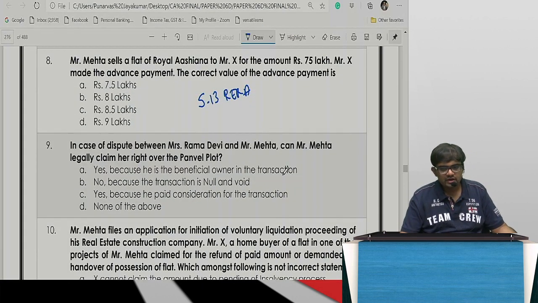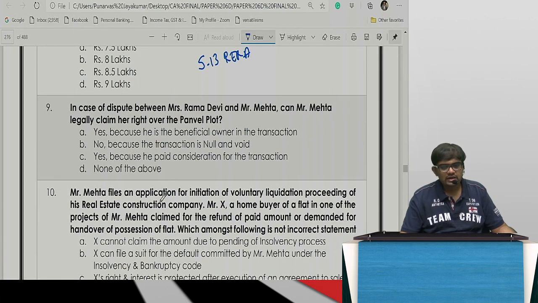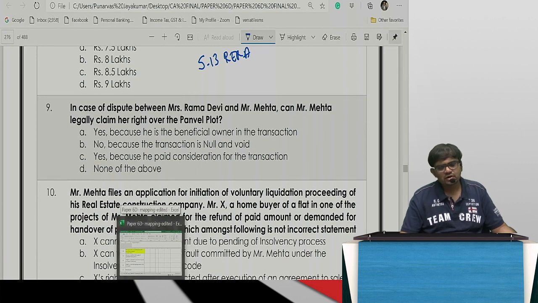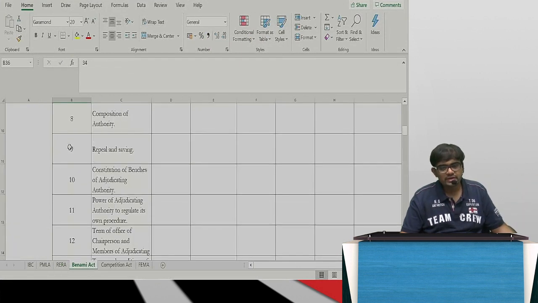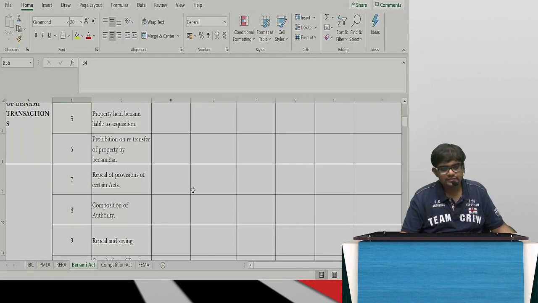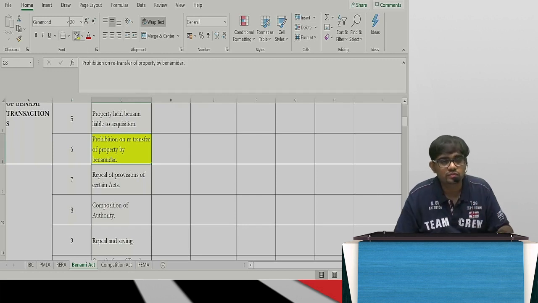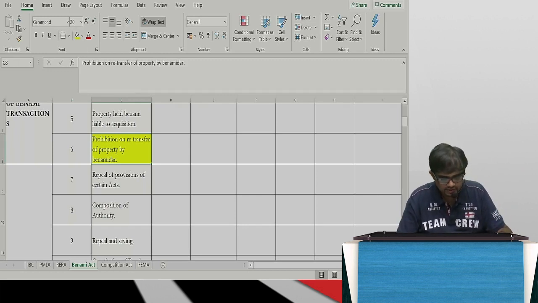In case of dispute between Ramadevi and Mehta, can Mr. Mehta legally claim? This is about claiming the property. Now this is not PMLA, this is not RERA. Claiming the property, because it would have been done in somebody else's name obviously. So I have to go to the Benami Act. Claiming the thing held by somebody else: can I acquire? Can I not acquire? Can I retransfer the property of the Benamidar? All this is coming under 5 and 6. So this entire thing will be 5 and 6. We'll see the case study and then come back to that. But overall, it will be around 5 and 6. Done? Next.